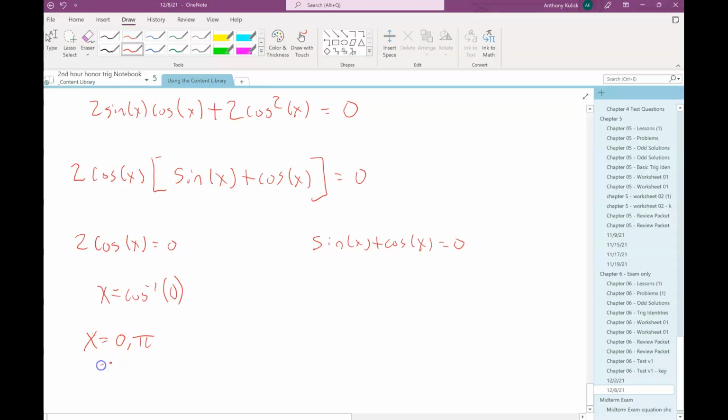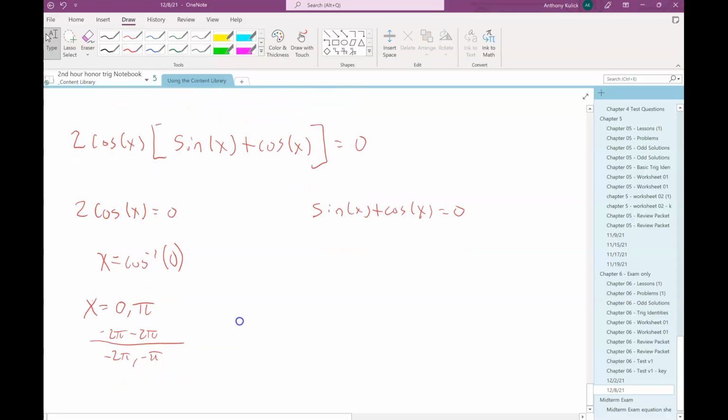And then we'll subtract 2 pi from those. I get negative 2 pi and negative pi. Those are too big still. So I'll just subtract another 2 pi. And I get negative 4 pi and negative 3 pi. Those fall inside of my interval.